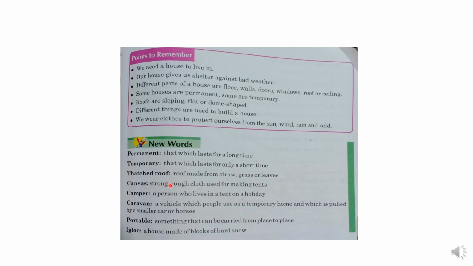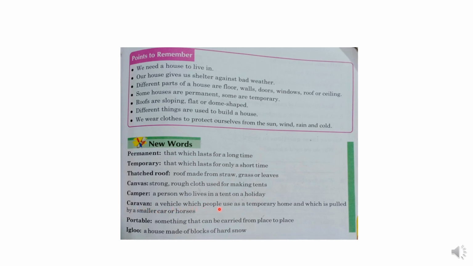Canvas is a strong, rough cloth used for making tents. Tents are made of canvas. A camper is a person who lives in a tent on a holiday. A camper is someone who is going camping, sets up a tent, and lives in that tent. So a camper is a person who lives in a tent on a holiday.